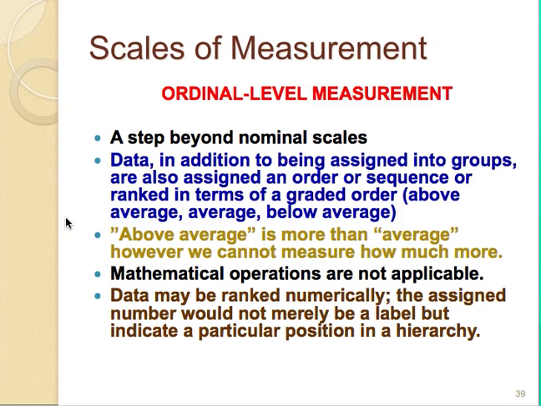Now, ordinal data, this is a step up from the nominal scale. And as the name suggests, ordinal indicates some order. So the data, in addition to being assigned into groups, are also assigned an order or a sequence or a rank in terms of a graded order, right? For example, above average, average, below average, right? So you're either an above average student, an average student, or a below average student. You can't be in more than one category.